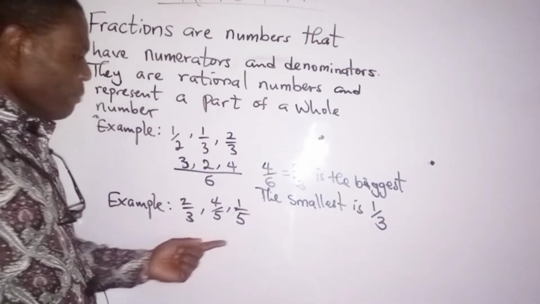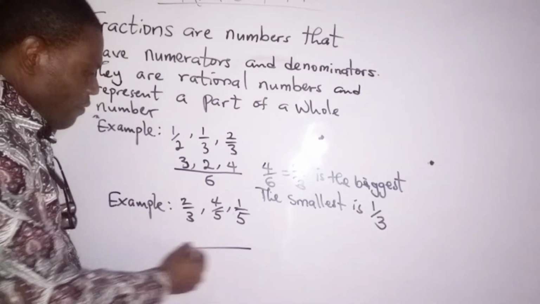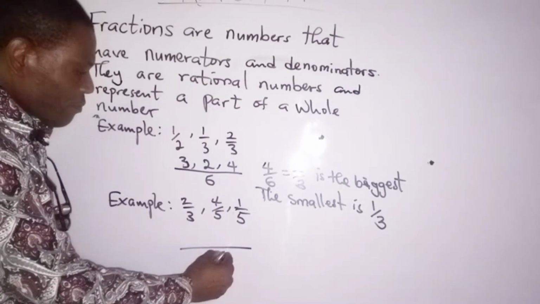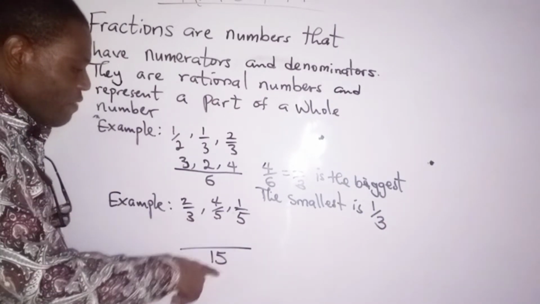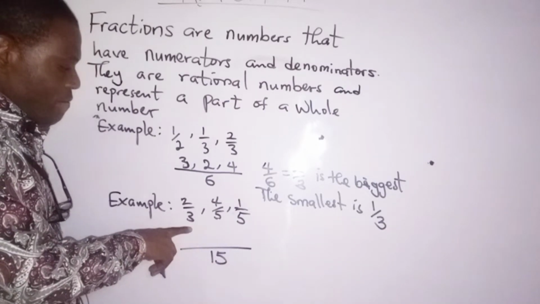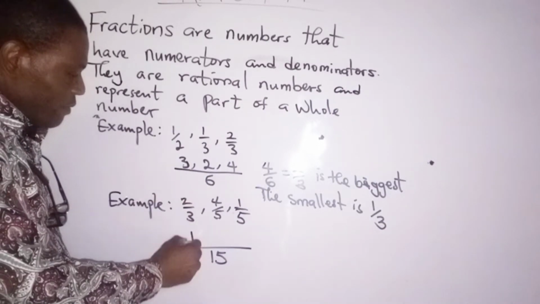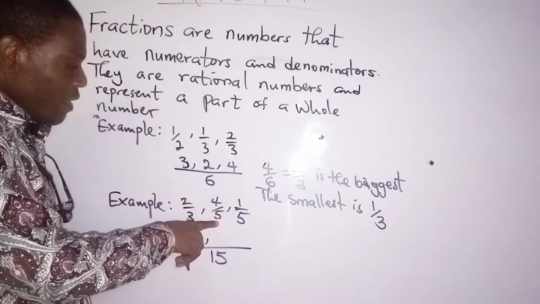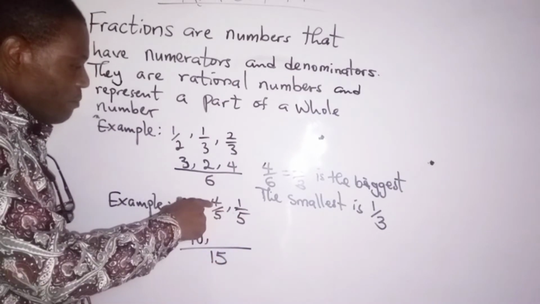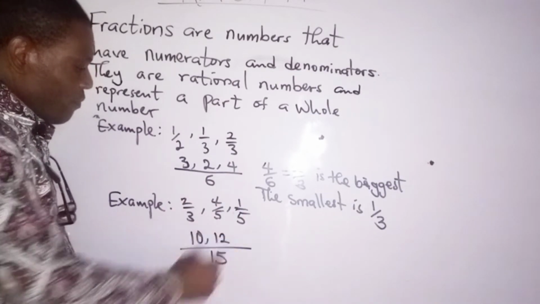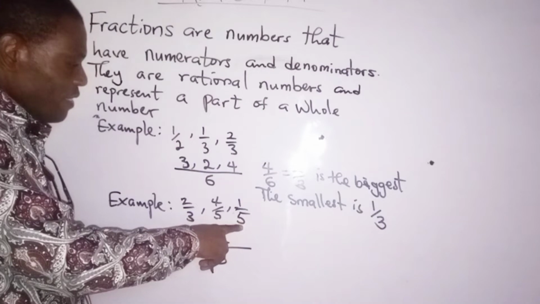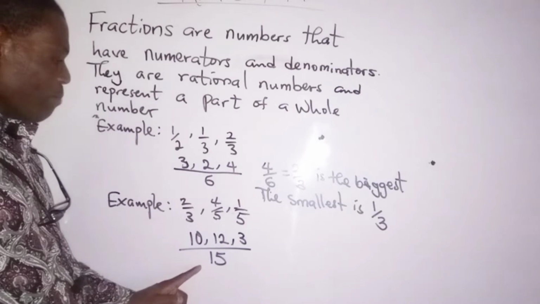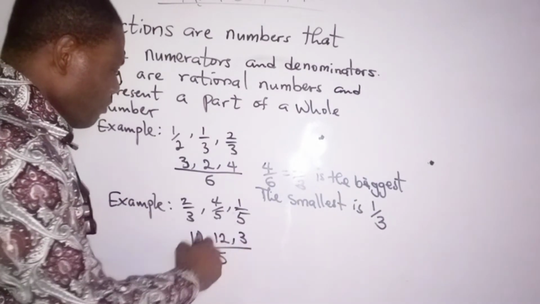Let's find which is the biggest and which is the smallest. Find the LCM. The LCM here is 15. The LCM of 3, 5, and 5 is 15. 15 divided by 3 is 5, 5 times 2, 10. 15 divided by 5 is 3. 3 times 4, 12. 15 divided by 5, 3. 3 times 1, 3. So the biggest here is 12.